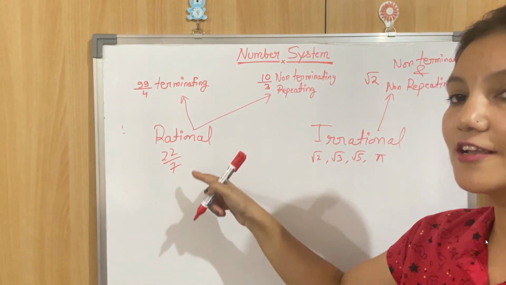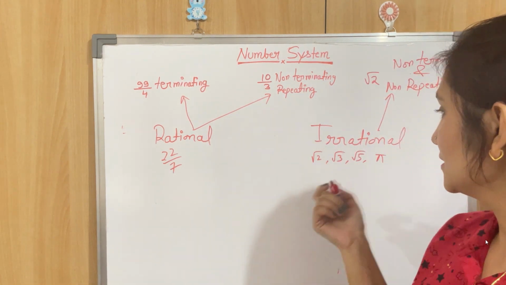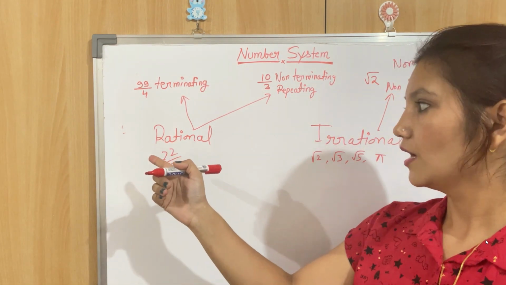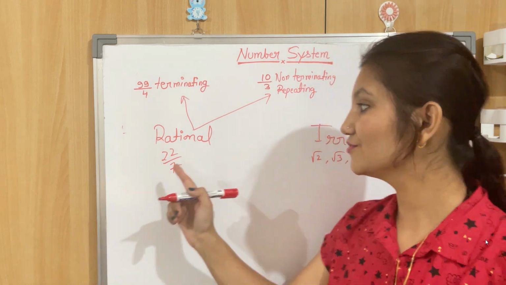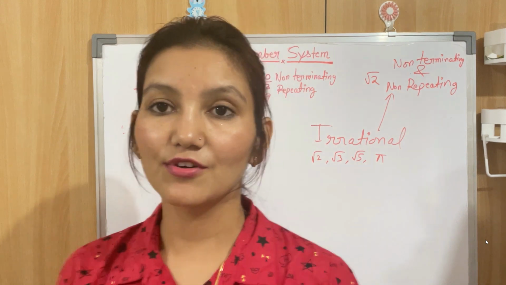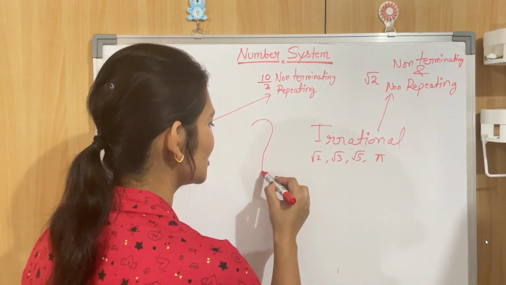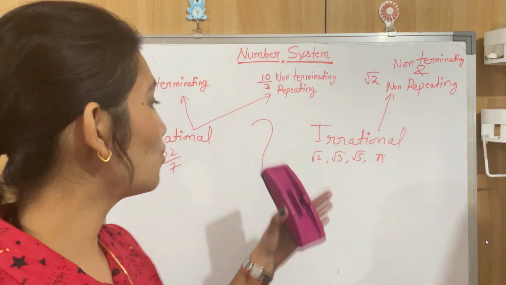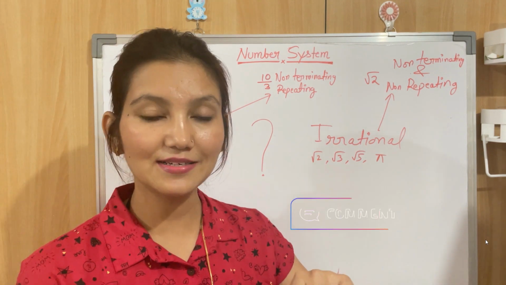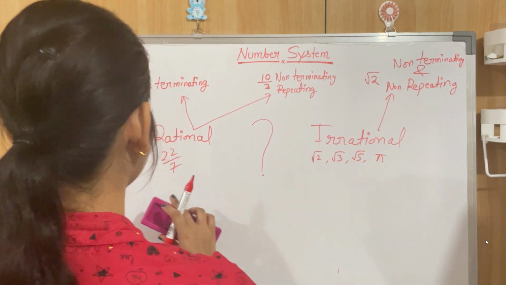But 22/7 is a rational number. Okay, but how is that possible? Because pi is irrational and 22/7 is rational, and 22/7 is nothing but the value of pi. So if pi is irrational, how can 22/7 be a rational number? Okay, so this is a question for you. You have to answer this in the comment section, right? For now, we are moving ahead.